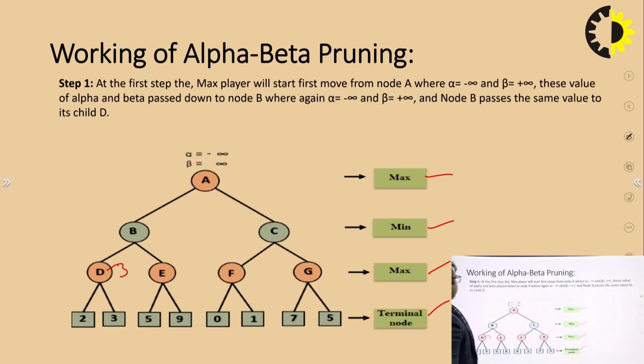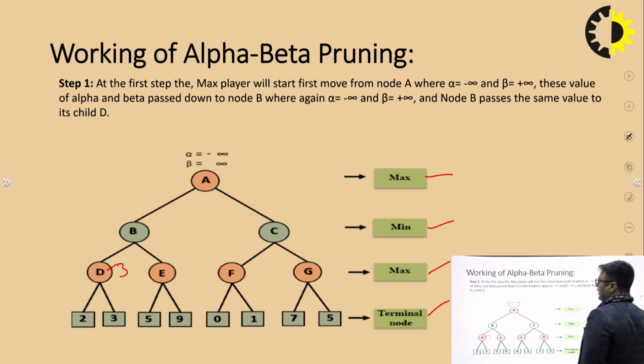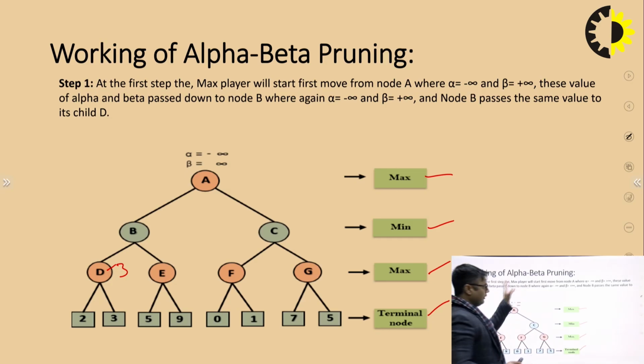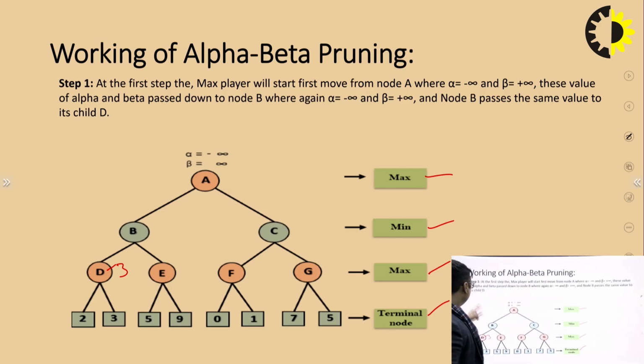At the first step, the max player starts from the first node, A. Alpha is minus infinity and beta is plus infinity. Alpha and beta pass down to node B, where again alpha is minus infinity and beta is plus infinity. Node B passes the same values to its child D.